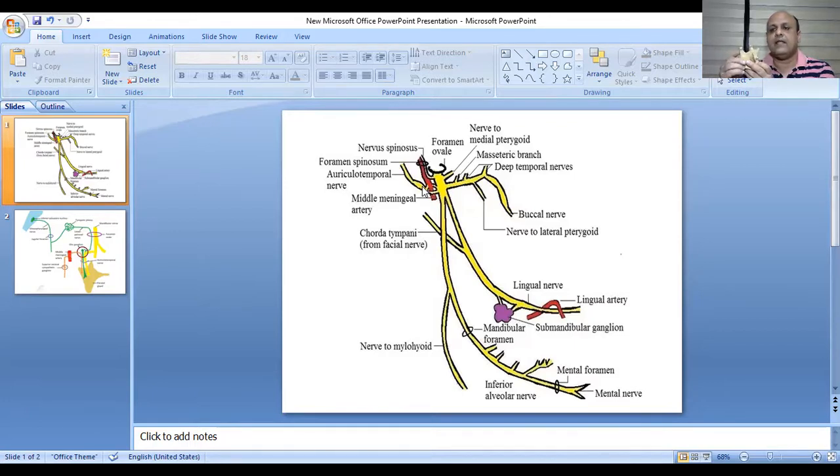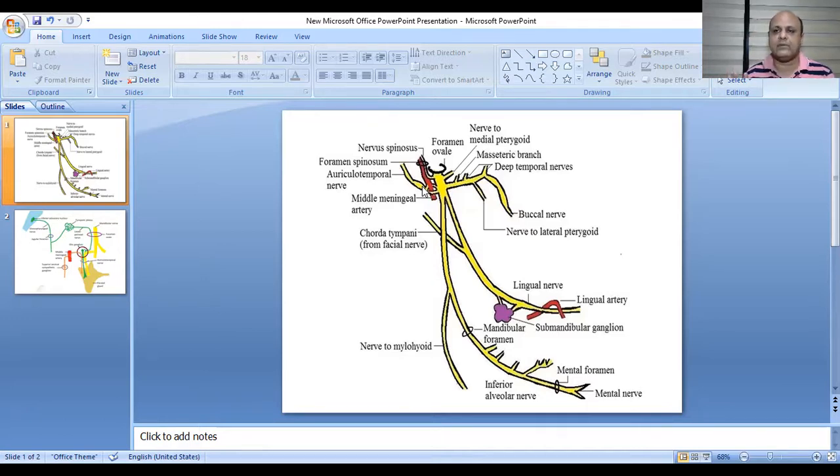neck of the mandible, and it is in relation to the medial aspect of the temporomandibular joint, and then it passes backwards and continues upwards, forming the posterior relation of the temporomandibular joint. This auriculotemporal nerve supplies the skin of the temple, the upper two-third portion of the external ear. It also supplies the external acoustic meatus and the tympanic membrane. It also supplies the temporomandibular joint, and this nerve gives the sensory and secretomotor supply to the parotid gland.